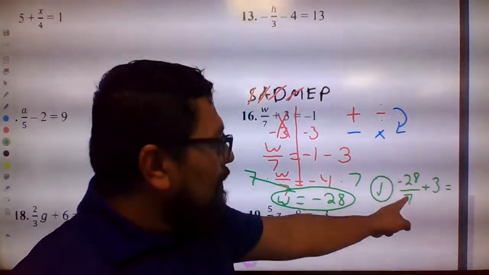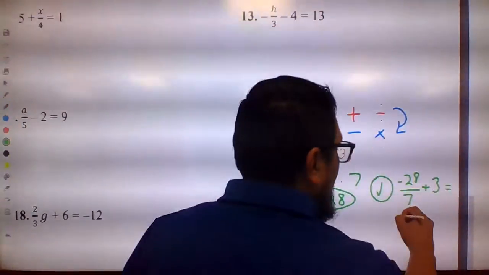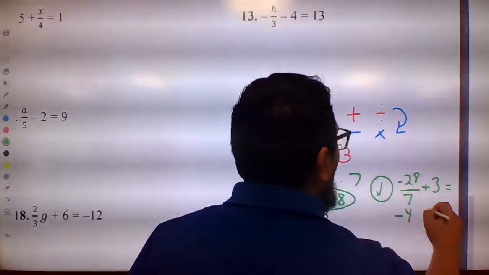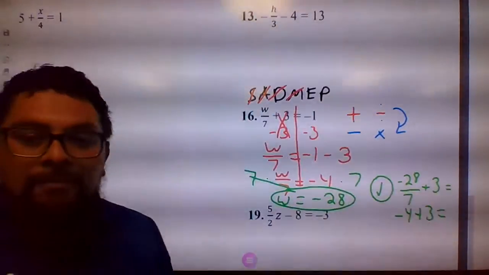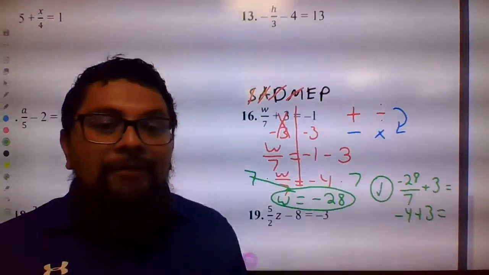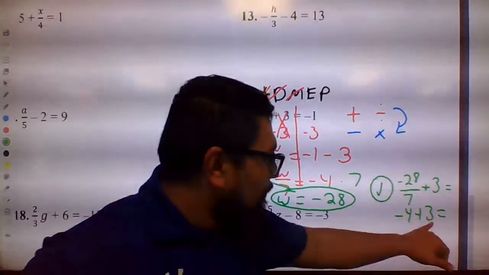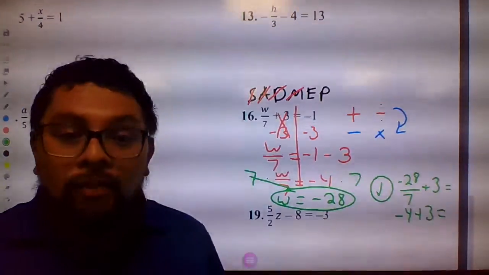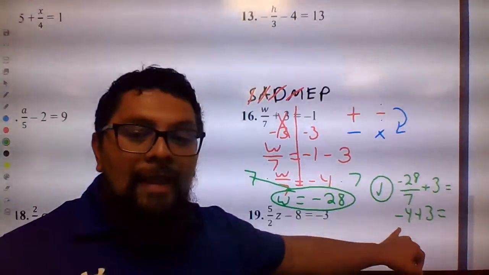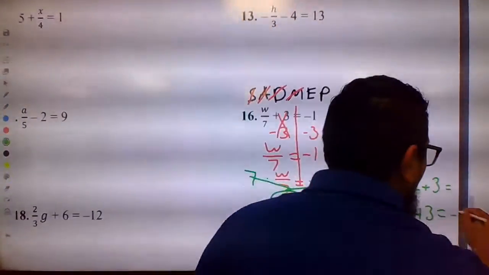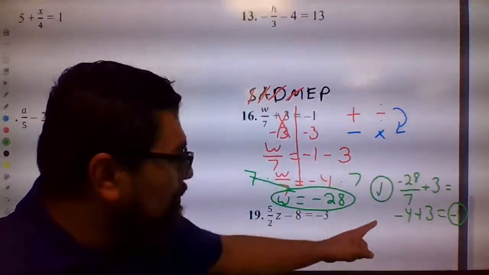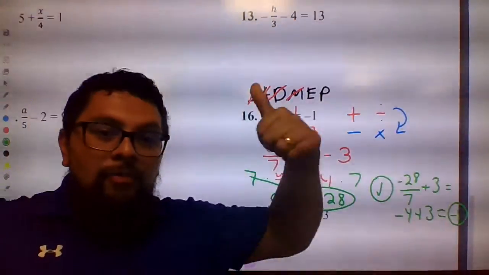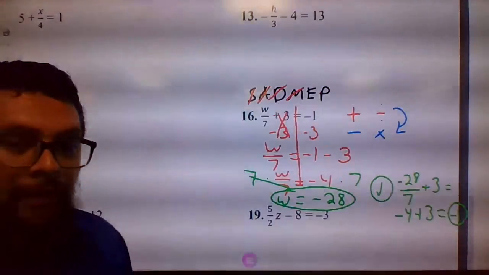Okay, so you're going to get negative 4 plus 3. And what's negative 4 plus 3? Different signs, subtract. So 4 minus 3 is 1. But this has the bigger sign, so your answer is negative 1. So that is our answer. We checked our answer. We're good. We're done. All right.